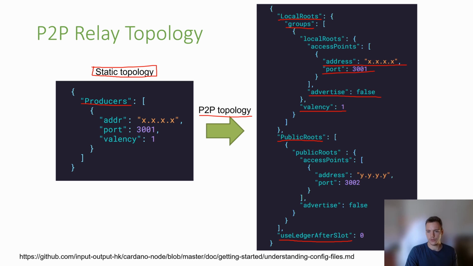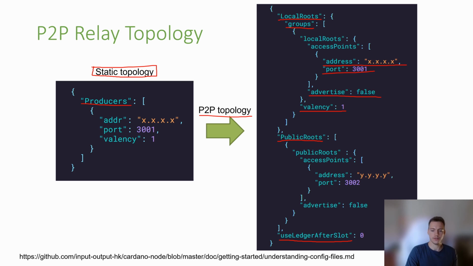Then you have the public roots, which is basically a backup for local roots. So if some of the local roots connections fail, you have public roots as backup that the node can use to bootstrap on startup. And then the final setting is use ledger after slot.